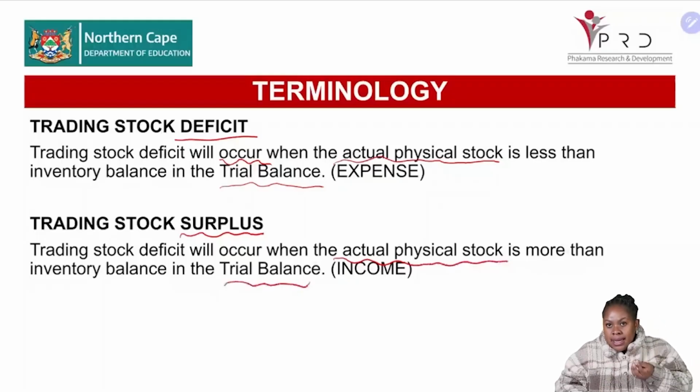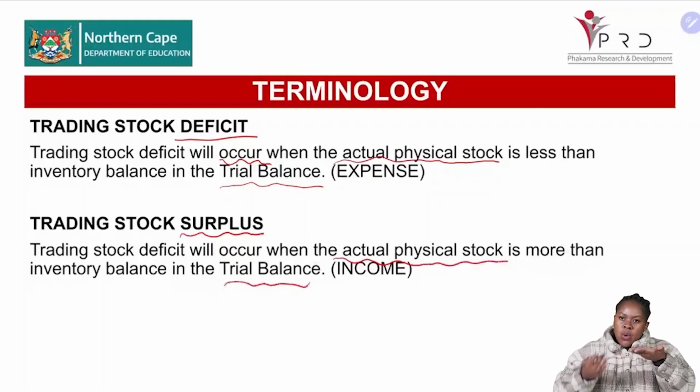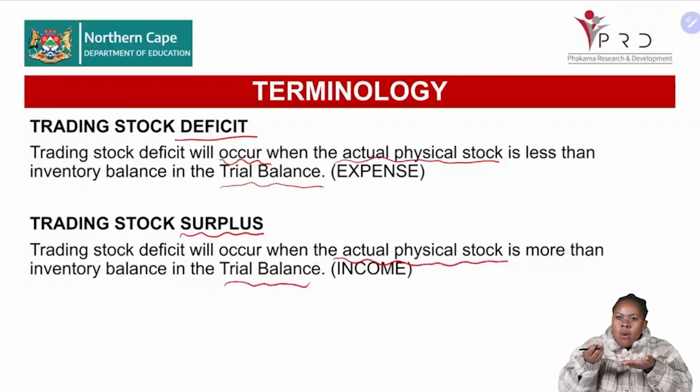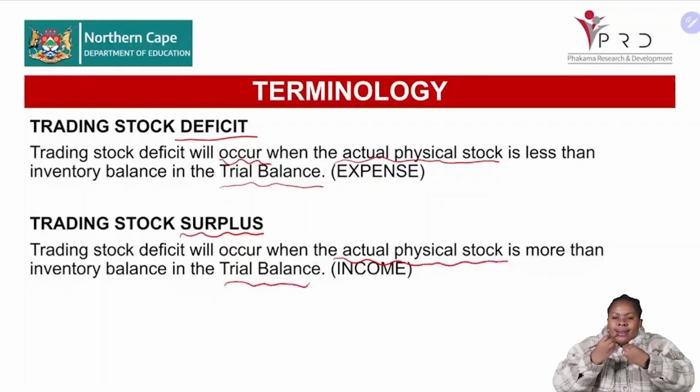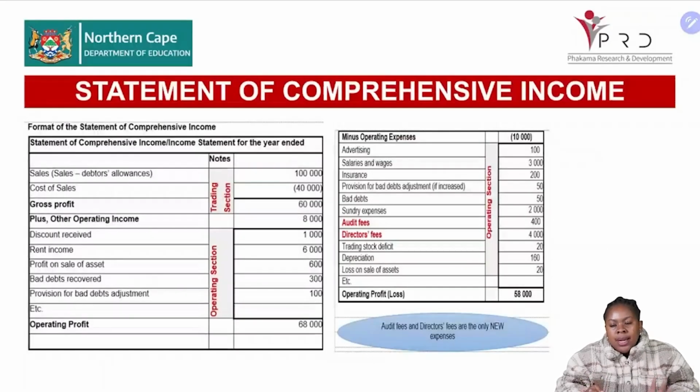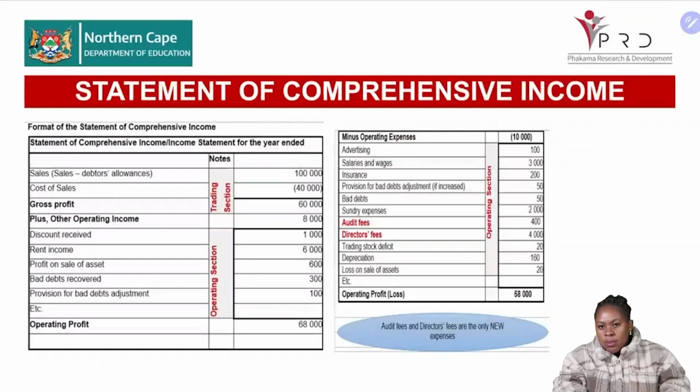So in the trial balance, you will have 100. Then in your physical stock, you count 120. Now you are gaining 20 more, or 20 rand more, of the stock that you had actually not anticipated. Therefore, it's an income. Okay, so that is the story between our terminology. Now, let's go on to our statement of comprehensive income.